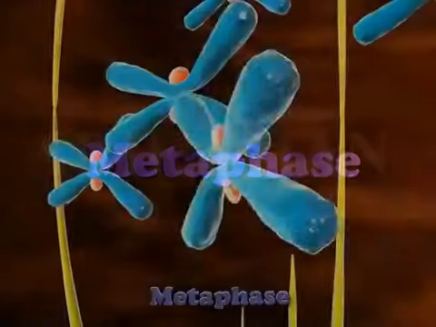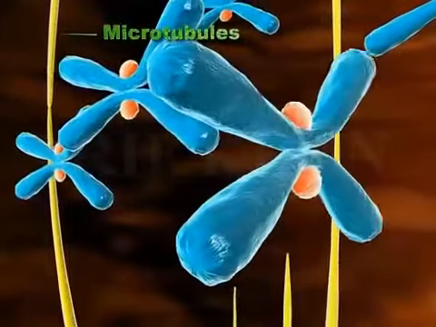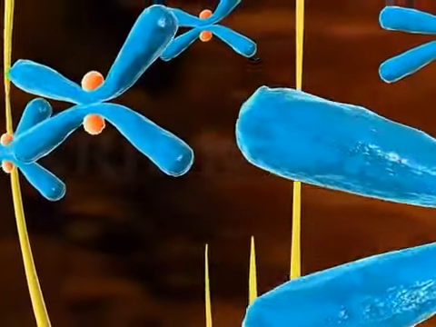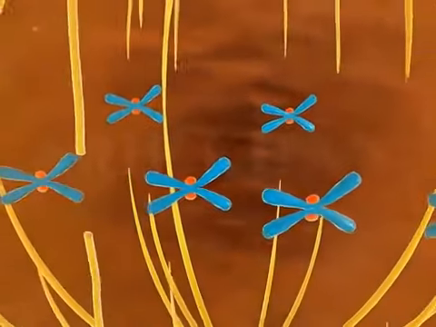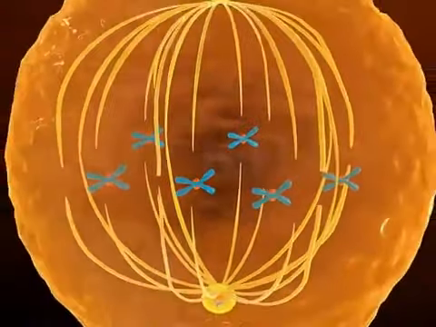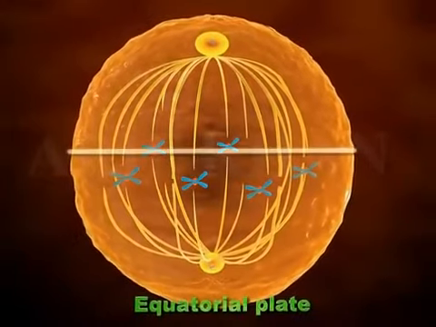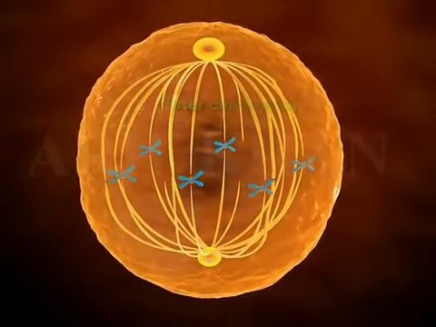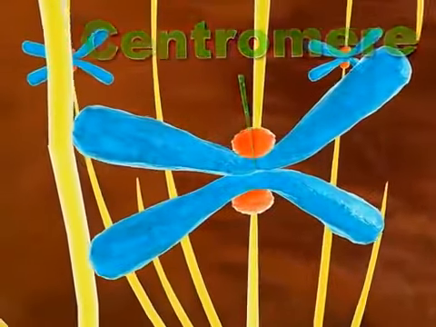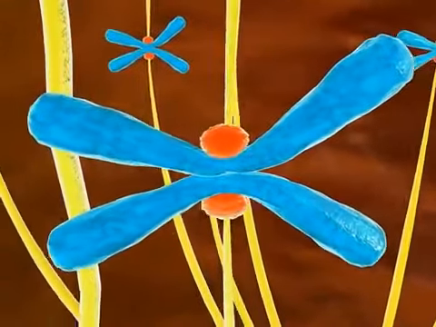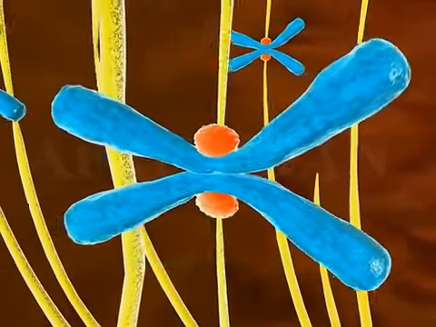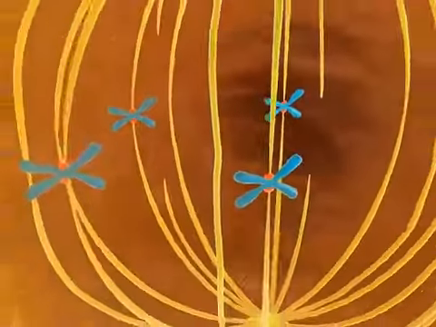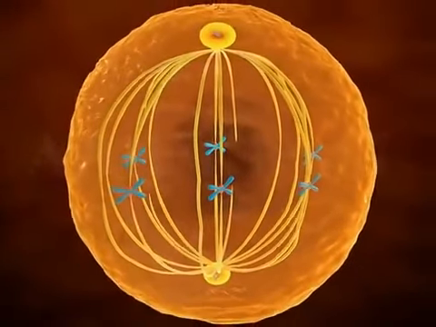Metaphase. During metaphase, microtubules of the spindle interact with chromosomes. This causes the chromosomes to move and align along the middle of the cell or the equatorial plate. Sister chromatids are held at the centromere, confirming the presence of protein structures called kinetochores at the surface. The kinetochore holds the chromosomes and attaches them to the spindle.